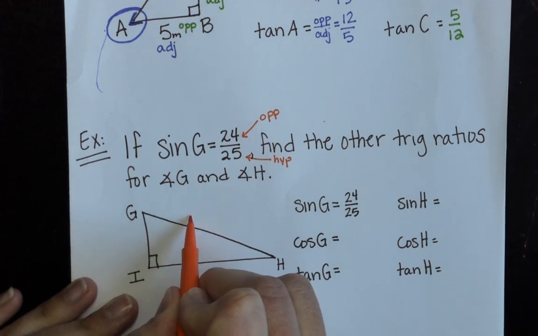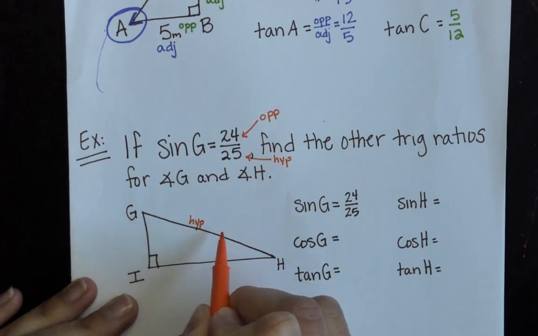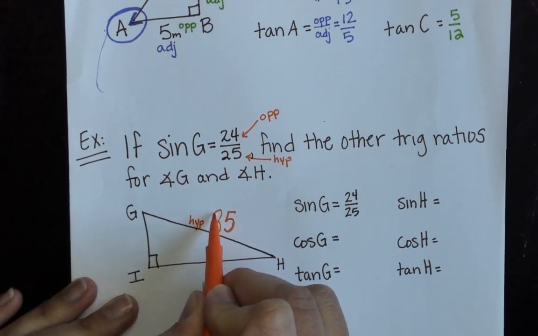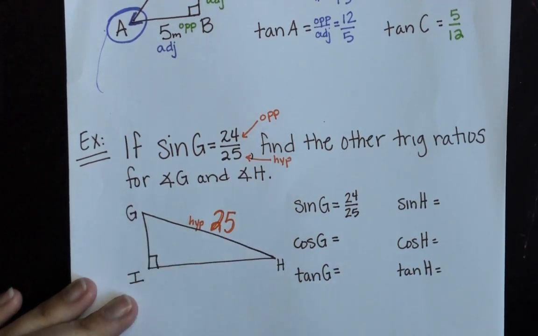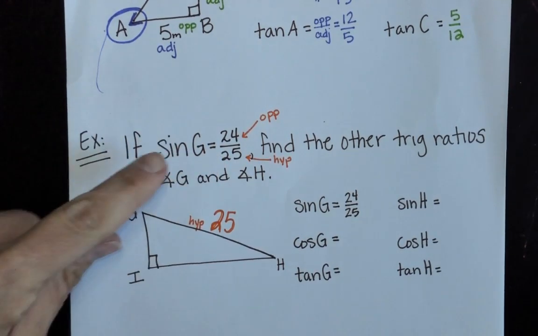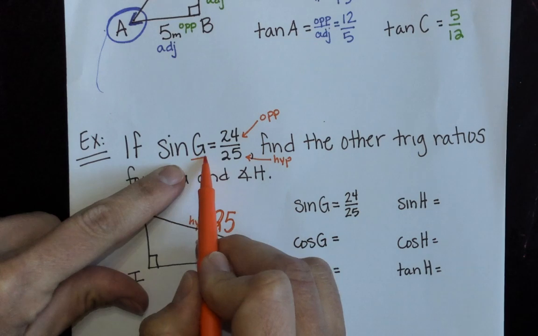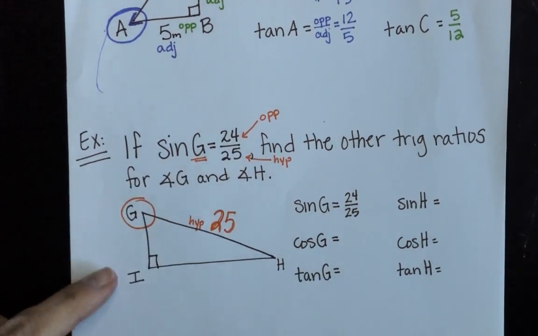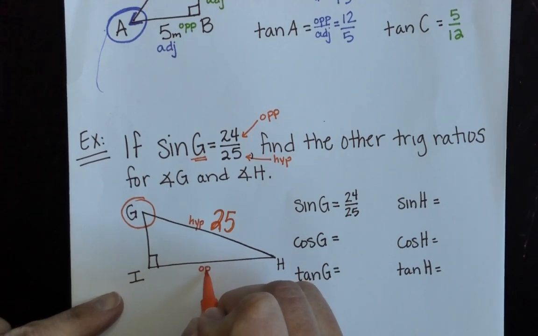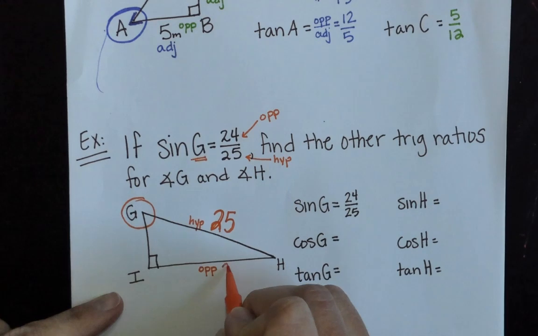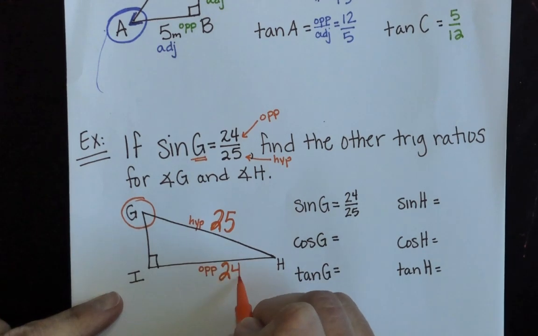I'm going to put 25 right here. Has to be. It told me right here. And because I'm at angle G, opposite is over here, and they already told me that the opposite is 24.